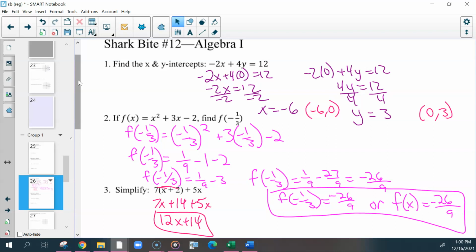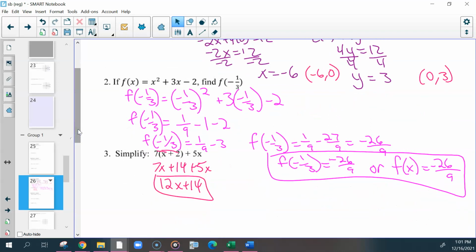For number 2, you needed to use this -1/3 to evaluate. Put -1/3 in for all of your x's and simplify. You would have gotten 1/9 - 1 - 2. And when you combine all of those things, you get f of -1/3 equals -26/9. Or you could write it as f(x) = -26/9. Questions on number 2?